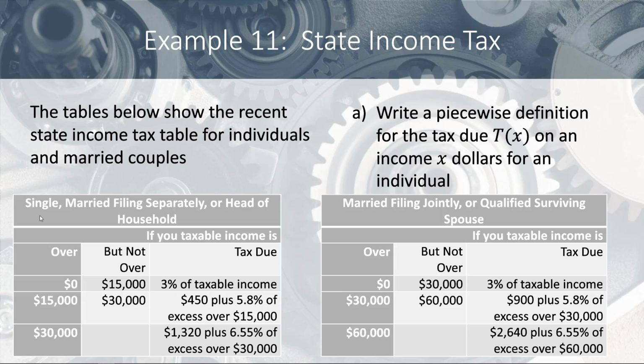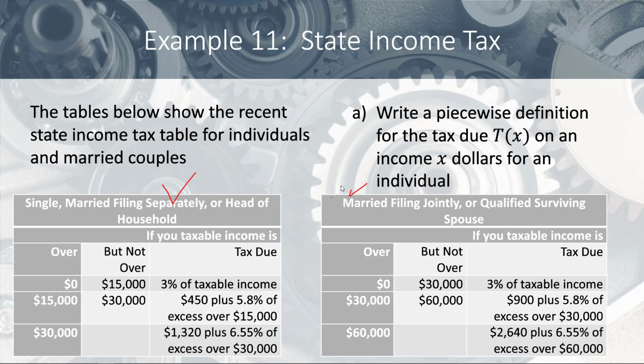This table is for those that are single or married and filed separately or head of household. This right here is for those people that are married and filing jointly. Typically, at least in the United States, for federal tax, this always gives you a tax advantage. But anyways, our question here is to write a piecewise definition for the tax due on the income X dollars for an individual, which means we want to use this table here, not this table.